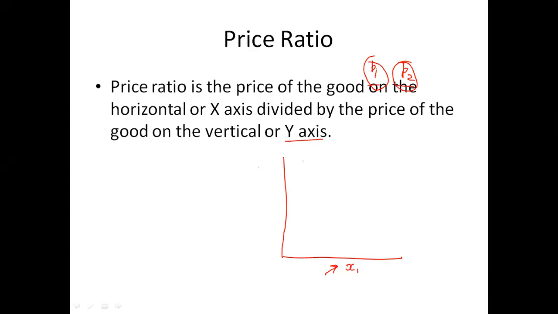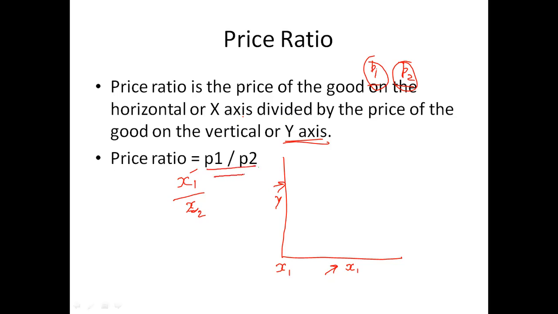Okay, so what is price ratio, students? Price ratio is the price of the goods on the horizontal or x-axis, divided by the price of the goods on the vertical or y-axis. Here x1 is the quantity of good 1 and x2 is the quantity of good 2. Okay, but sorry, this is the quantity, price. So price ratio is the price of goods on the horizontal or x-axis divided by the price of the goods on the vertical or y-axis.